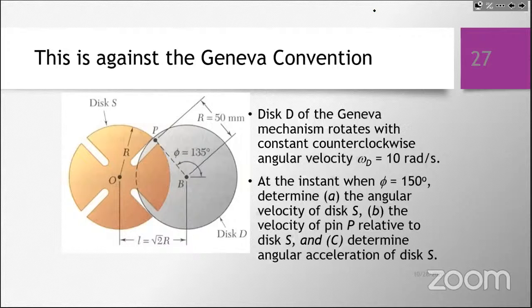I've got this thing here. This is called a Geneva mechanism, right? So how does this work? Typically, you use a Geneva mechanism for timing, right? So what happens is, I've got this pin at point P on this rotating disk D, and you can see I've got this sand dollar looking thing here.